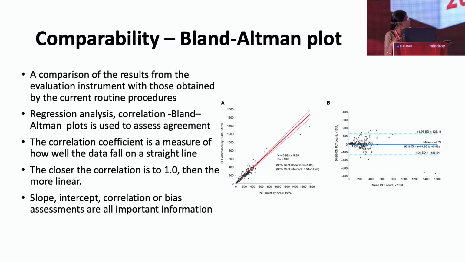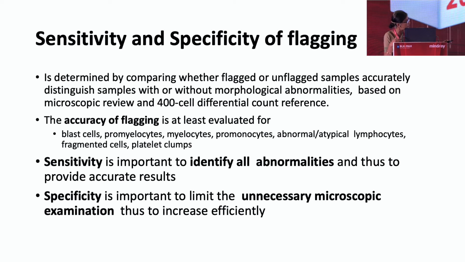and I'm sure there are better methods that we could rely on. So when we talk about comparability, regression analysis, correlation, and Bland-Altman plots are used to assess the extent of agreement. Correlation coefficient is a measure of how well the data falls in a straight line. Closer the correlation, more linear is the agreement. The slope, the intercept, and the bias assessments are all additional useful information that we look to.